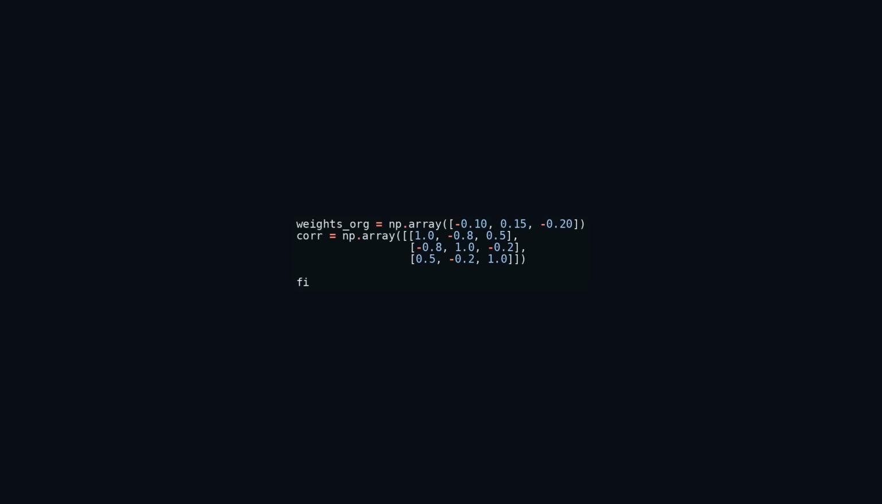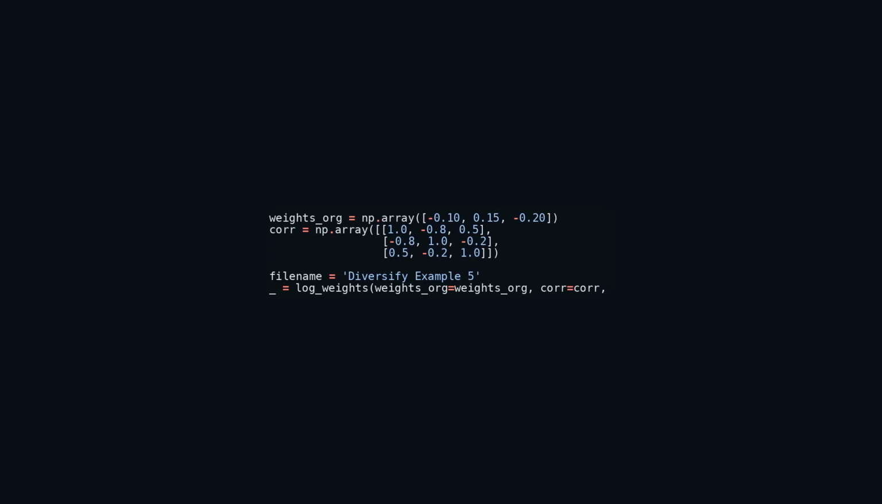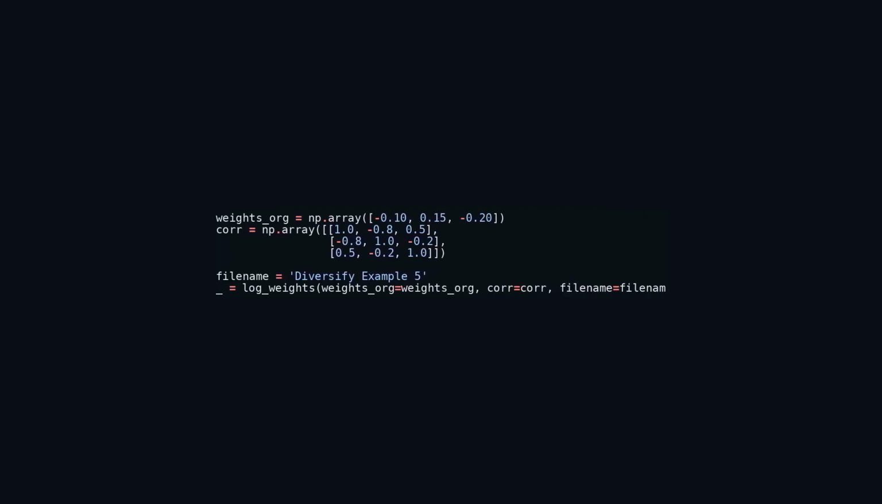Subsequently, it calls the function logweights, passing the original weights, the correlation matrix, and the file name as inputs. The function likely performs calculations or transformations related to portfolio optimization or risk management using the given weights and correlation matrix. The underscore preceding the function call signifies the convention of discarding the return value of the function, as it is not required for subsequent processing in the context of finance and investment management.